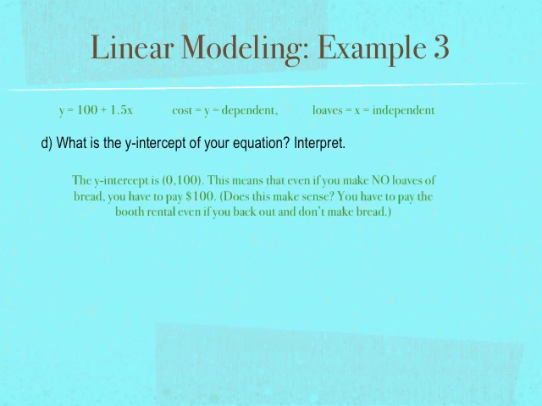Oh, last problem, sorry, we were almost done. What is the y-intercept? The y-intercept is (0, 100). That means even if I make no loaves of bread, I have to pay $100. So go back to what the intercept interpretation was. If x equals 0, if no bread is sold, then y equals b. Then my total cost is $100.